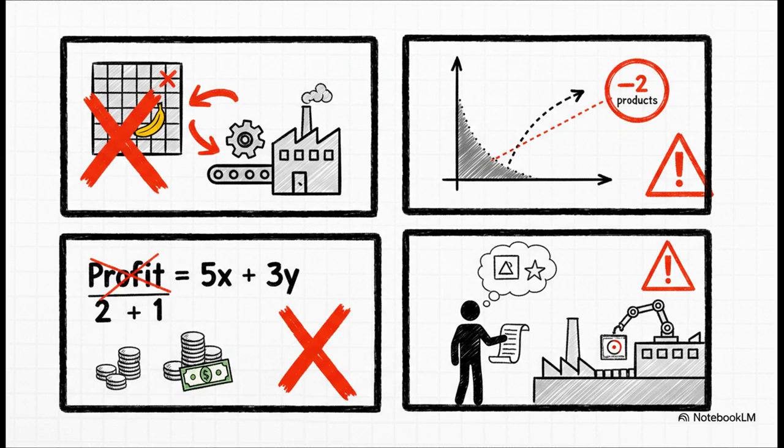The same goes for misinterpreting the final answer. The math says x equals 4 and y equals 2, but you tell the factory to make 4 of B and 2 of A. The math was right, but the business instruction was wrong. The model is only as good as the person building it and interpreting it.